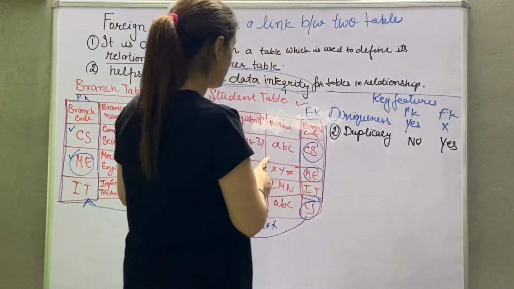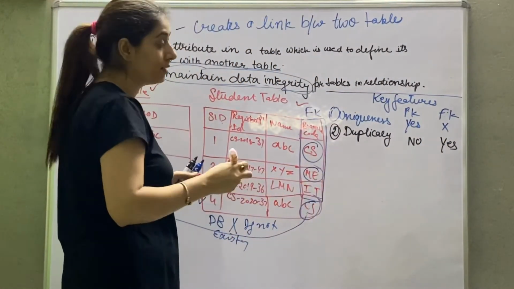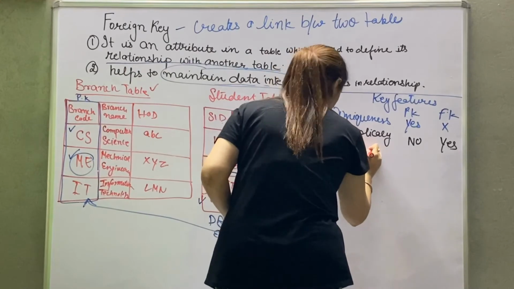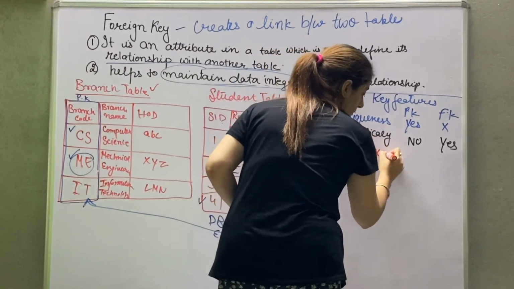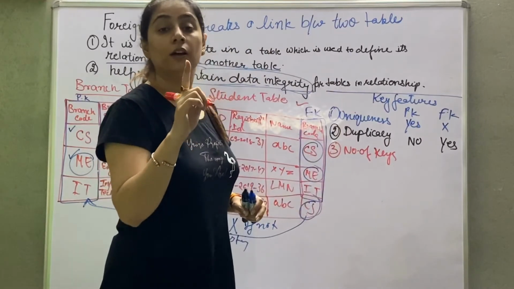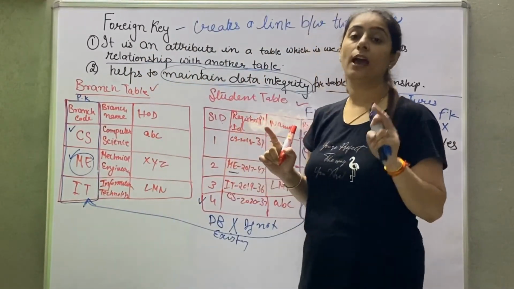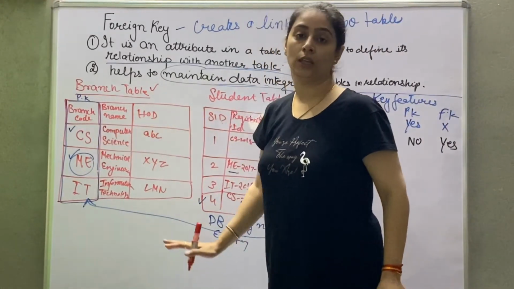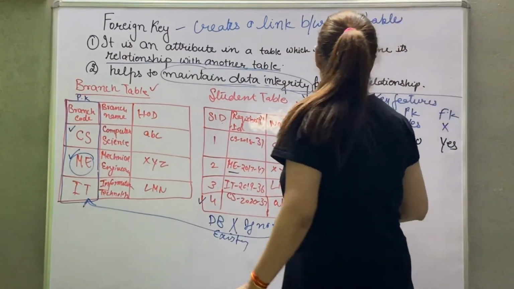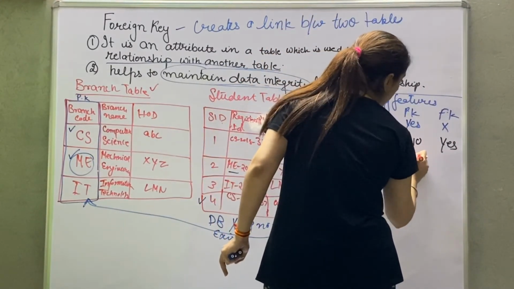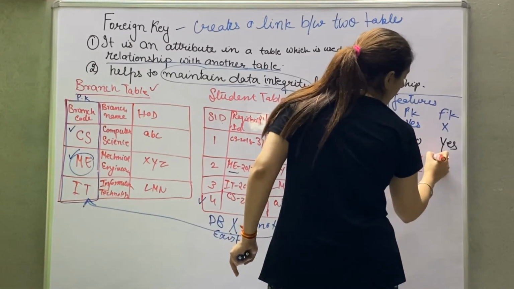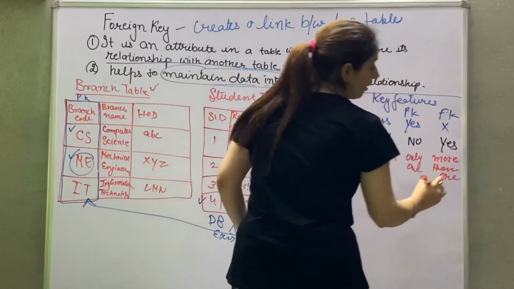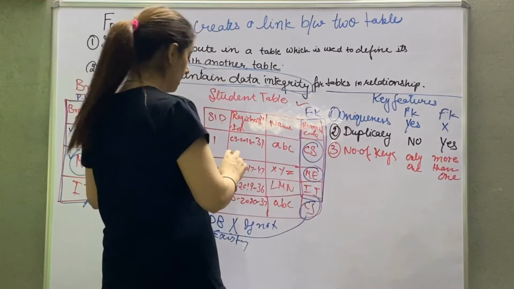Okay, my third one is number of keys. Primary key can only be one. We can have only one primary key in our table. Look here, here we can have only one primary key, but foreign key we can have more than one. Clear? More than one.